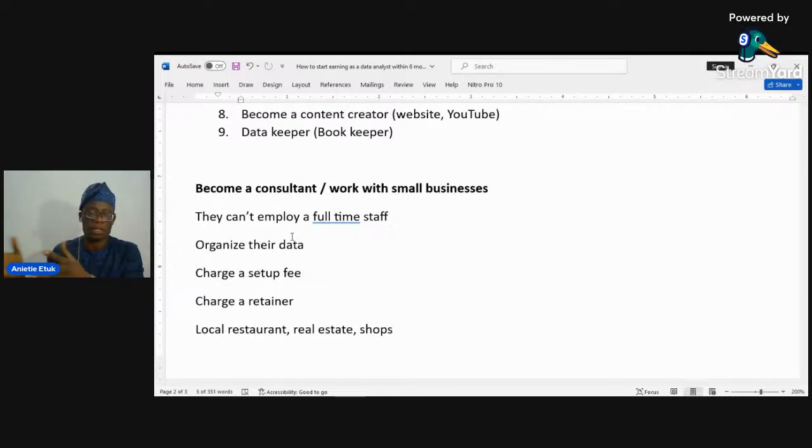For example, you have restaurants, real estate companies, shops, boutiques, businesses where data moves through the business a lot within a particular time. You can approach this business and tell them, see, I can help you set up your data. I can help you set up a template to manage your data. I can do this and you don't pay me. I'll do it as a voluntary service for 1 month, 2 months.